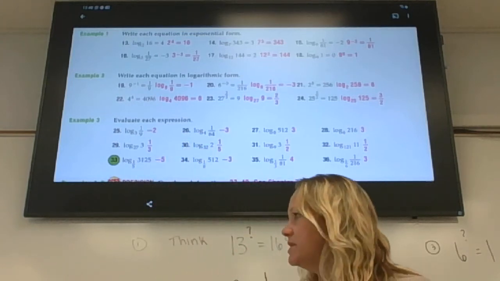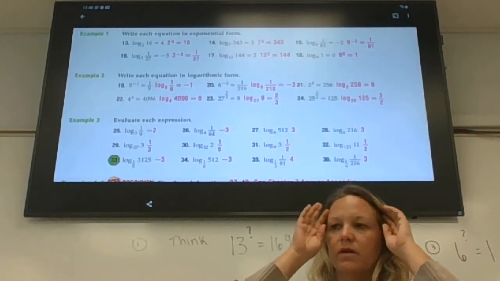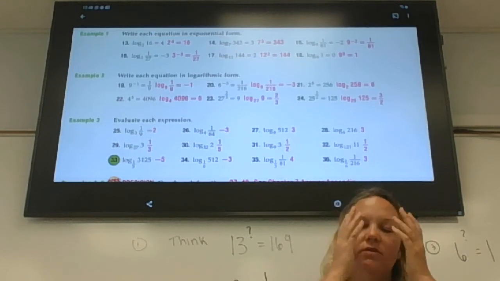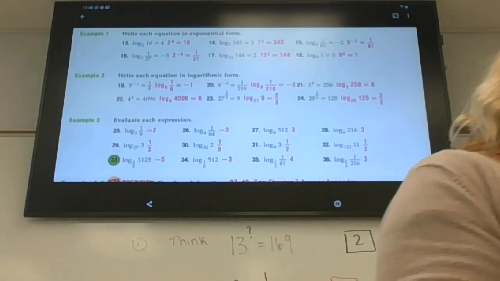Okay. Today we're going to practice graphing logarithms. So if you have your own graph paper, you can get it out. If not, just do it in your notebook.